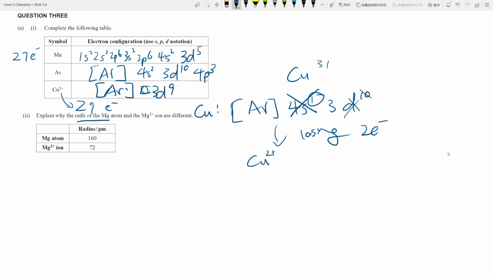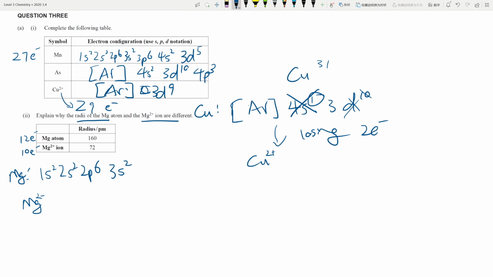Okay. Next one, compare the radius. Explain why the radius of magnesium atom and the ion is different. Because you lost electrons. If you got the Mg atom, this is 12 electrons, this is 10 electrons. You can always write it out, so why don't we do it? 1s2, 2s2, 2p6, 3s2, this is Mg.